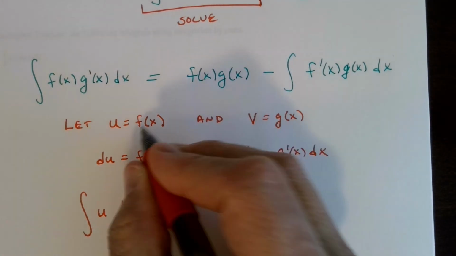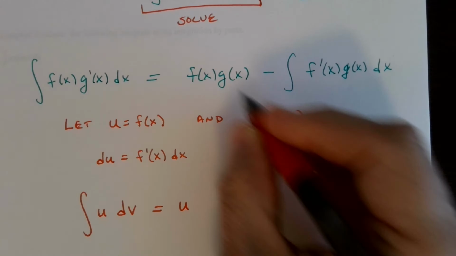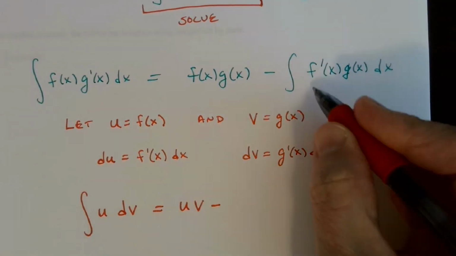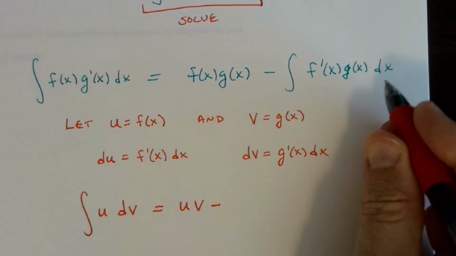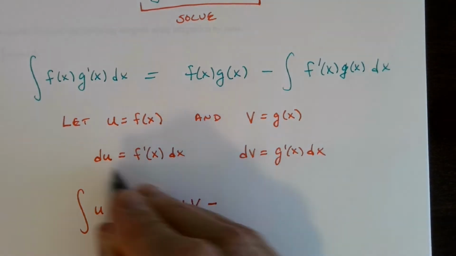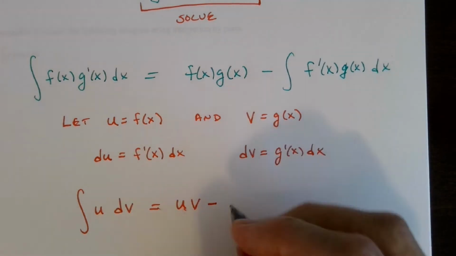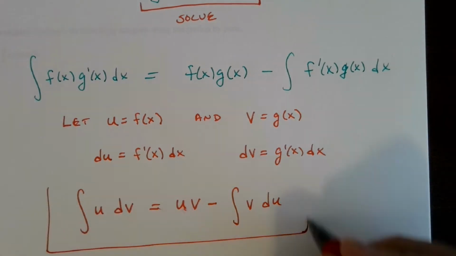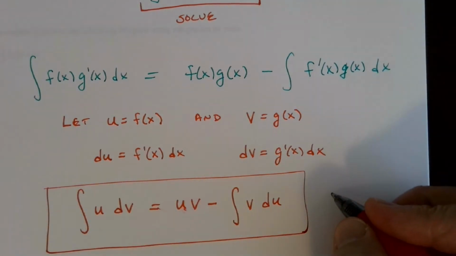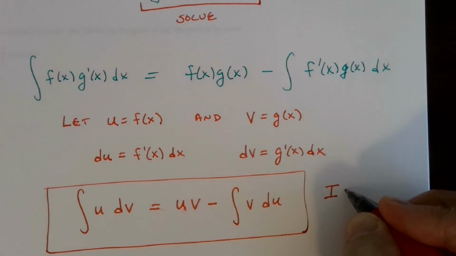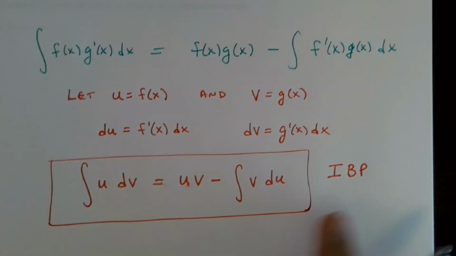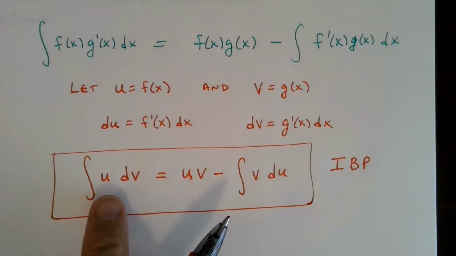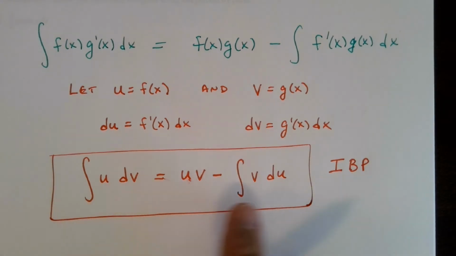equals f of x, which is u, g of x, which is v, minus f prime of x dx, which is du, times g of x, which is v. So this is integral v du. And this is the way we usually write integration by parts. I may abbreviate integration by parts as IBP. Integration by parts: integral of u dv is equal to uv minus integral v du.